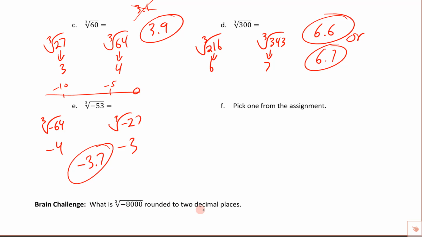Okay, on this little brain challenge one, there's not really any rounding that's going to be required if you spot this. 8 would have a 2 in it. And remember, if there's a negative inside the radical, the cube root, the answer is going to be negative. And then if you notice we've got 3 zeros, that means there's going to be a 10 on the outside. So let's just take a guess that it's 20.